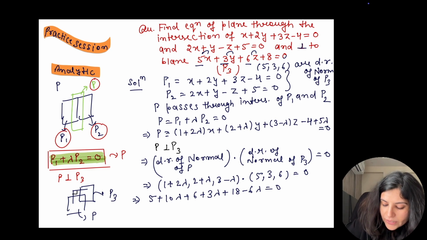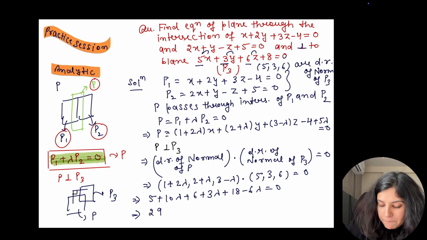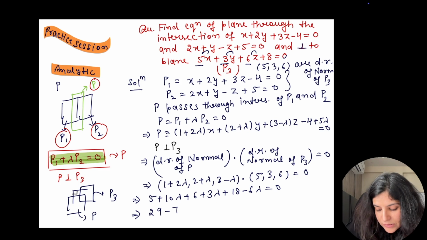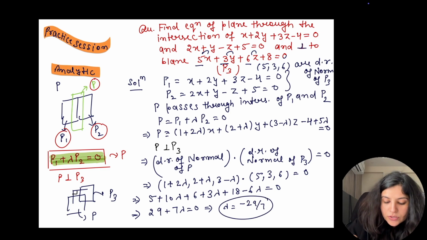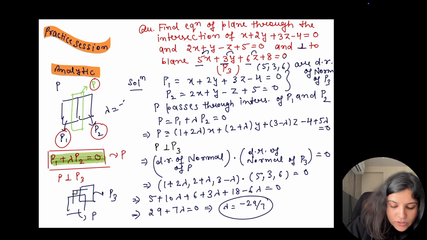Now solving it, we will have 5 + 6 is 11, 11 + 18 that is 29, 10 + 3 is 13, 13 - 6 that is 7 lambda, so 29 + 7 lambda is equal to 0. So I get lambda is equal to -29/7. I told you, there will be some additional condition given to us in order to find lambda.